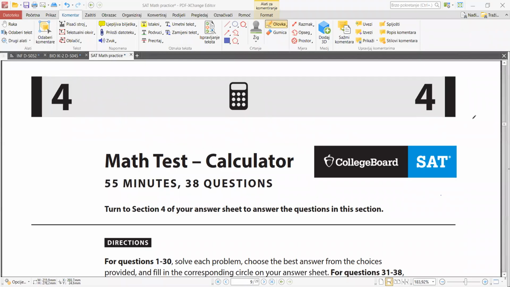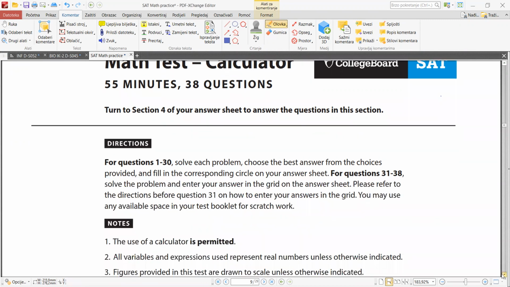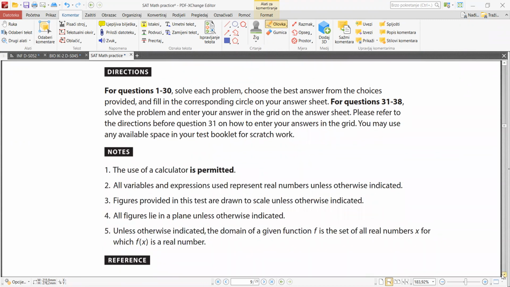Hi, everyone. Today we have a new task ahead of us, a math test calculator section. We have 38 questions and 55 minutes. So approximately 90 seconds per question. So that's what's ahead of us.